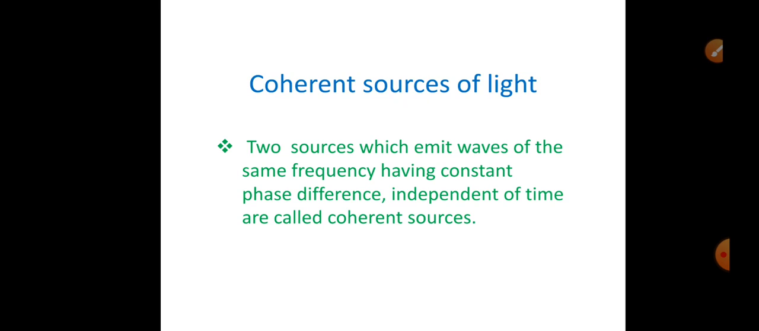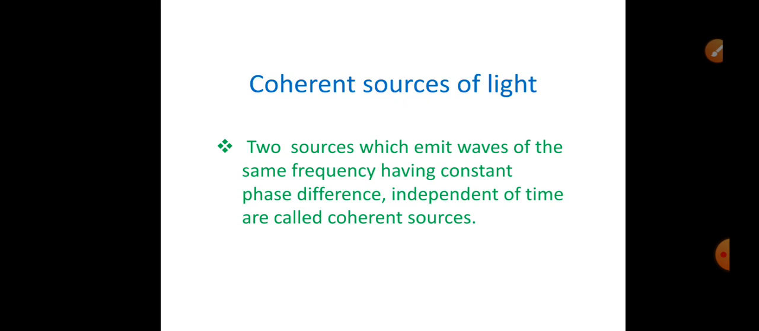Alternate bright and dark fringes follow one another. We studied interference of light. To determine interference well, both light sources must be coherent. Now we will study coherent sources of light. What is meant by coherent sources?